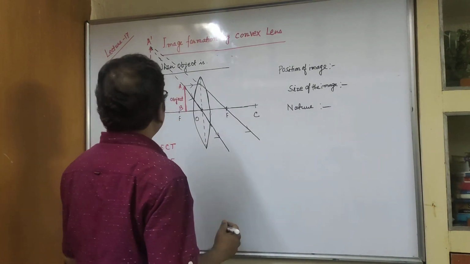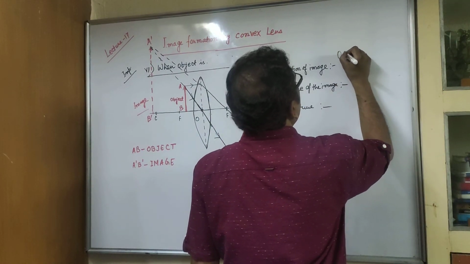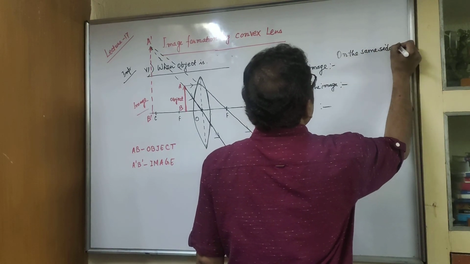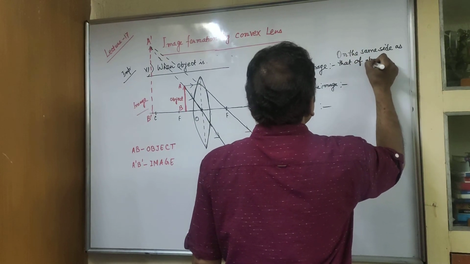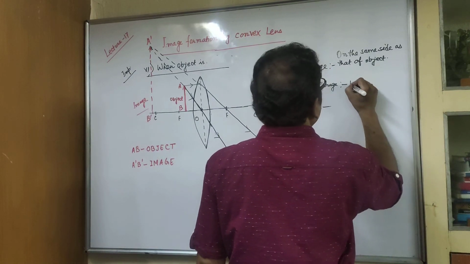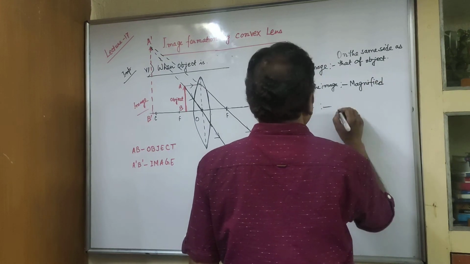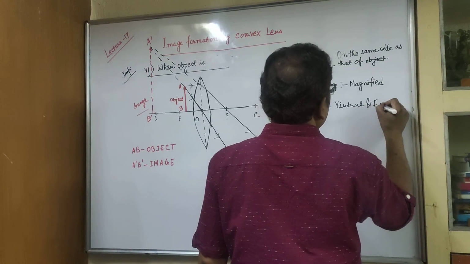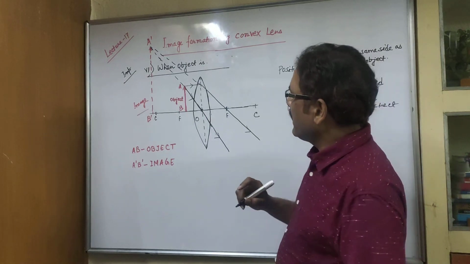So the position of the image is, you can write, on the same side as that of the object. The size of the image is magnified and the nature is virtual and erect. So this is the only case where we are getting a virtual and erect image.